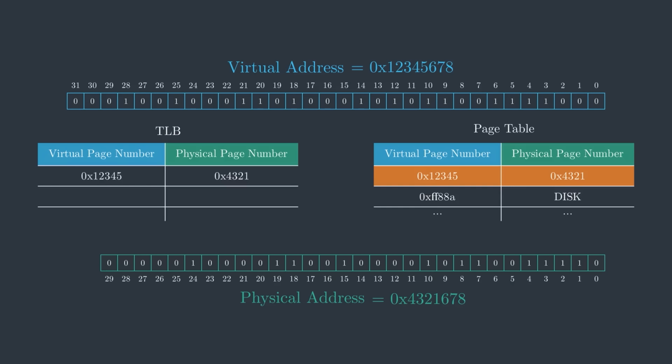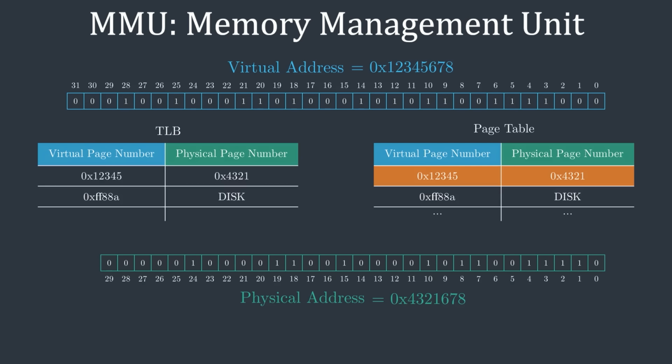If a program wants to access a page that is on disk, it's still loaded into the TLB and the CPU generates a page fault. Actually, the piece of hardware that is responsible for address translation and generating page faults is called the MMU, which stands for Memory Management Unit. The Memory Management Unit is usually on the CPU board and is programmed by the OS.